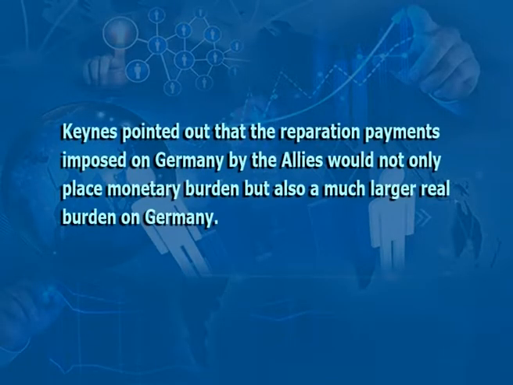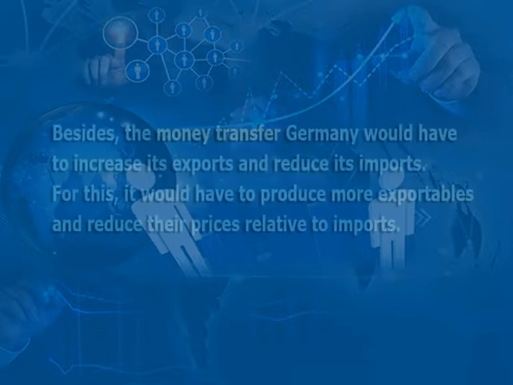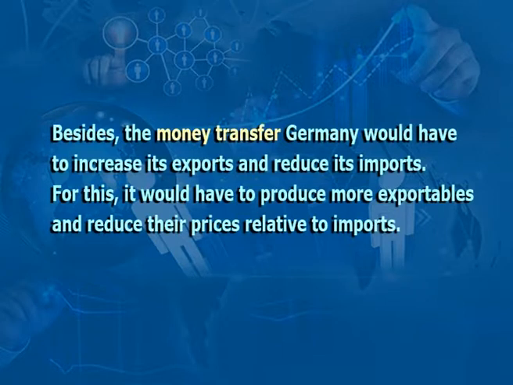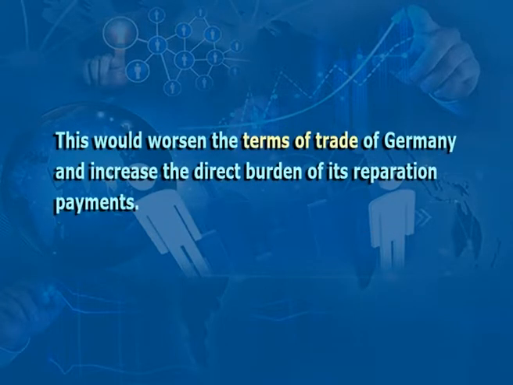Keynes pointed out that the reparation payments imposed on Germany by the Allies would not only place a monetary burden but also a much larger real burden on Germany. Besides, to make the money transfer, Germany would have to increase its exports and reduce its imports. For this, it would have to produce more exportables and reduce their price relative to imports. This would worsen the terms of trade of Germany and increase the direct burden of its reparation payments.